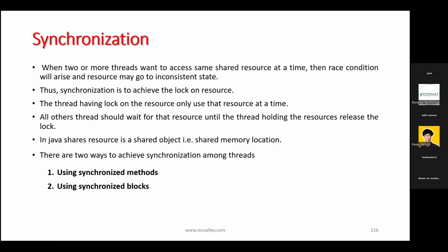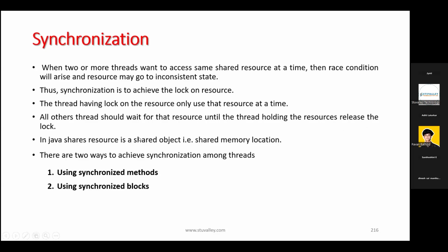That means if thread 1 is executing, it should have a lock on that particular resource, any method or anything. Then after its execution is completed, it will release that lock, and that resource should be available to the next thread for performing its operation. The thread having a lock on the resource only can use that resource at a time. All other threads should wait until the thread holding the resource releases the lock.